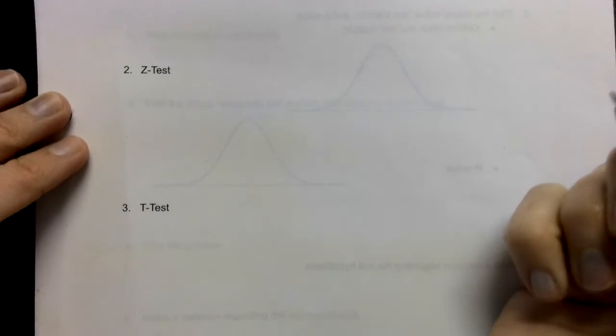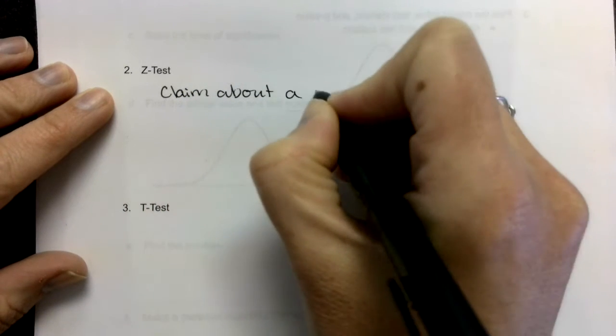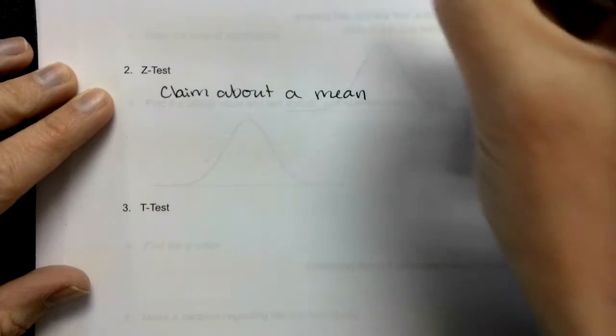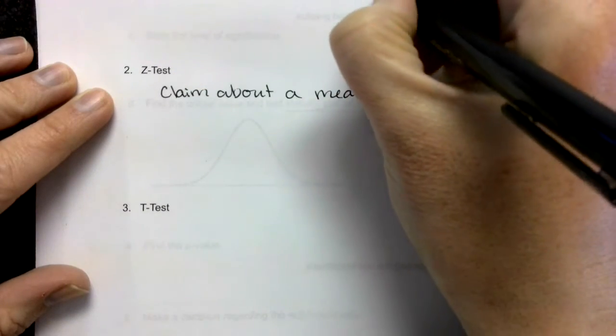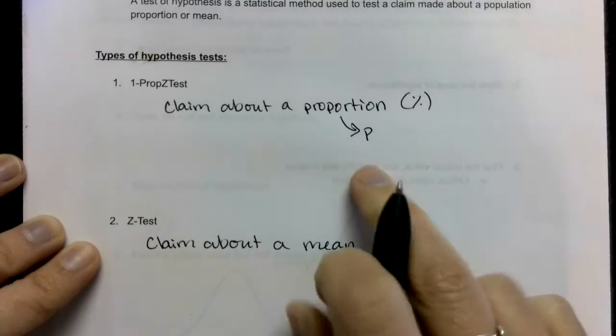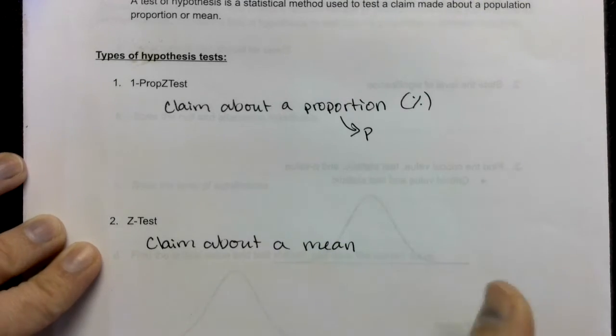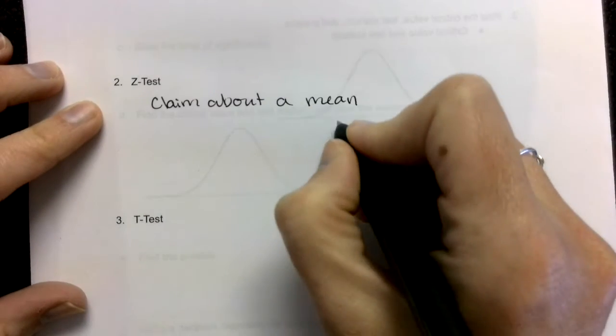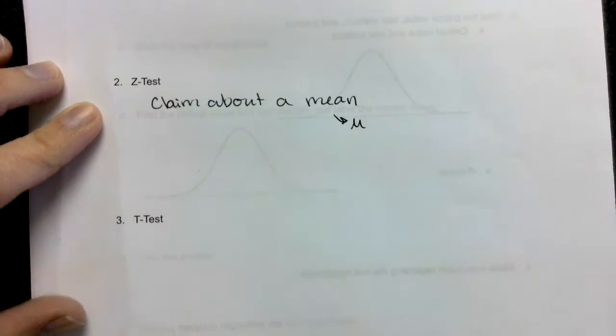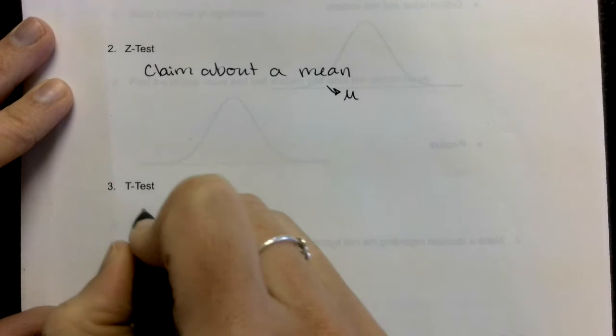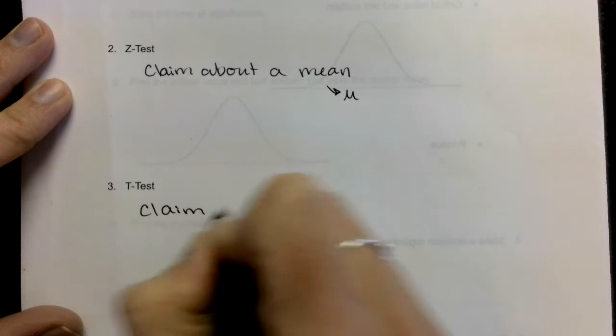Then we have our two tests about means. We have a Z test and a T test. So both of these are a claim about a mean, and I should note up here too, population proportion is going to be your P. So they're making a claim about a population mean, which is mu in both of these.